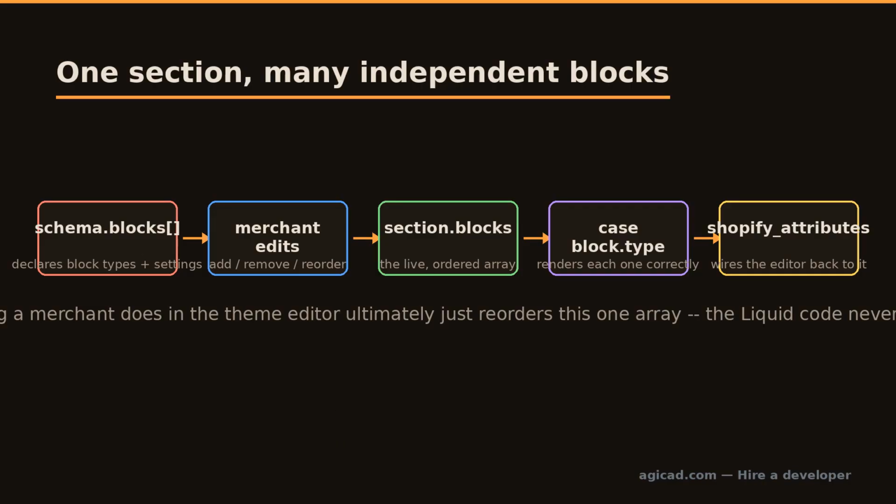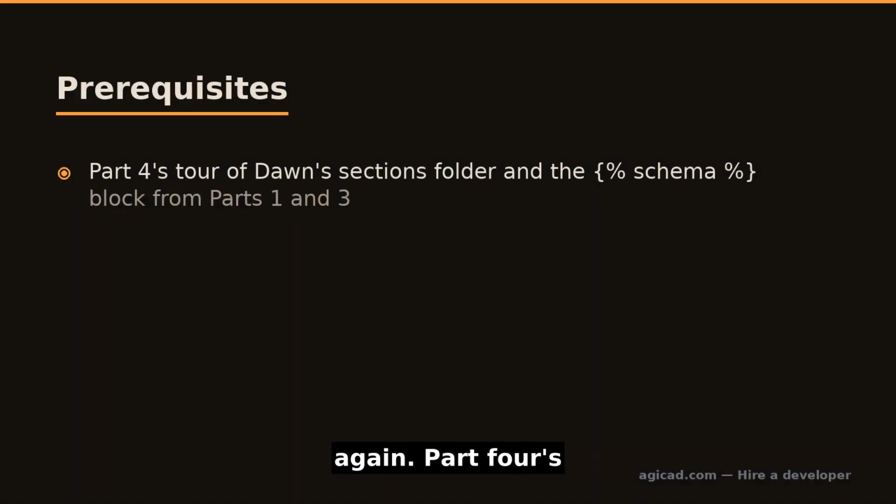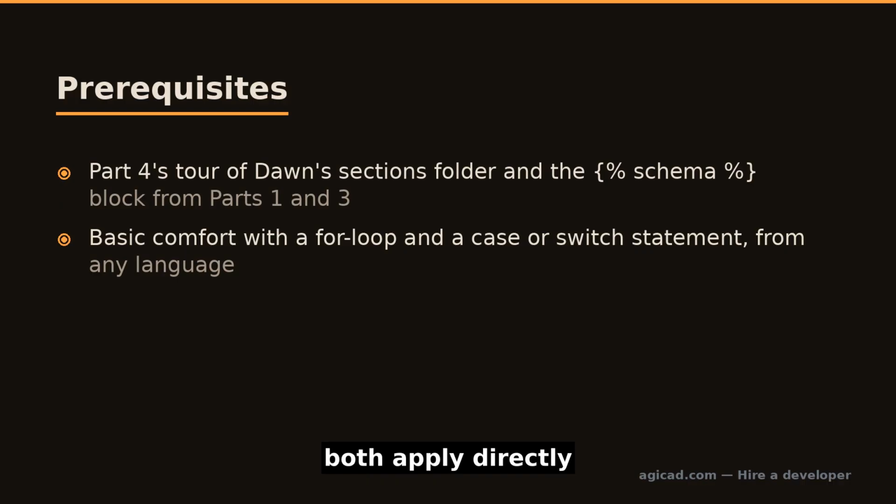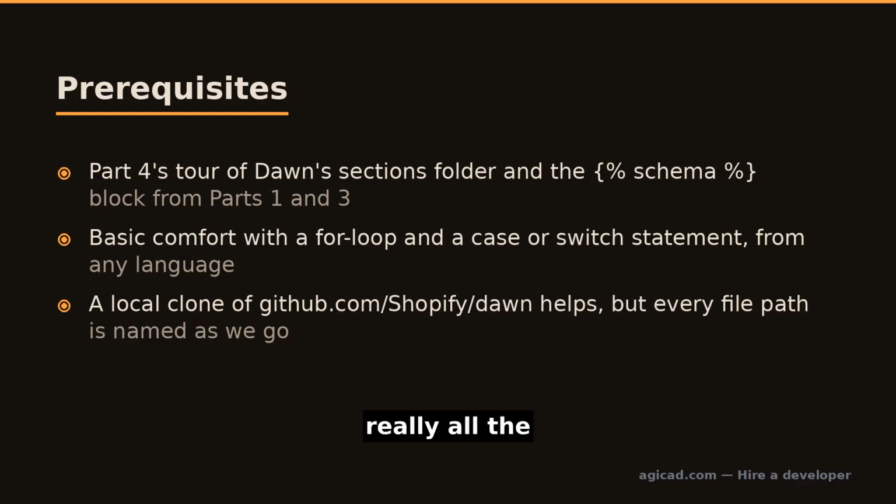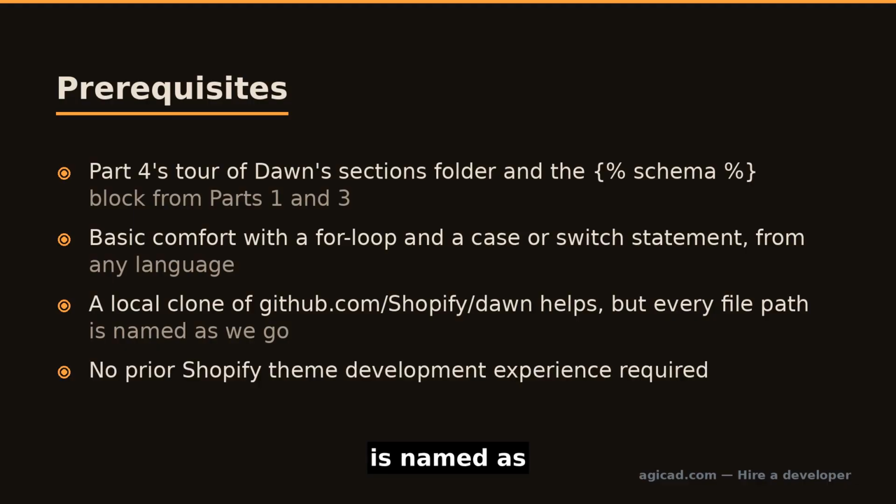A short list again. Part 4's tour of Dawn's sections folder, and the schema block we've now seen in parts 1, 3, and 4, both apply directly today. Basic comfort with a for loop and a case, or switch, statement in any programming language is really all the logic you need. A local clone of Dawn helps if you want to follow along file by file, but every path is named as we go, so it isn't required. And no prior Shopify theme development experience is needed at all.